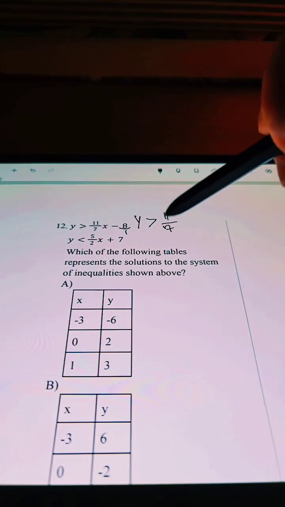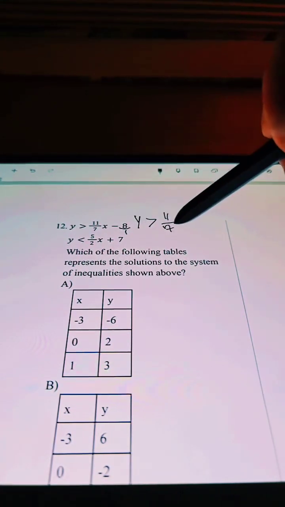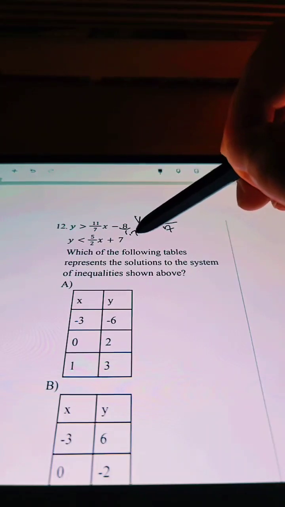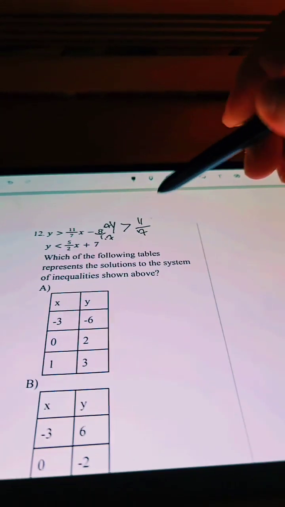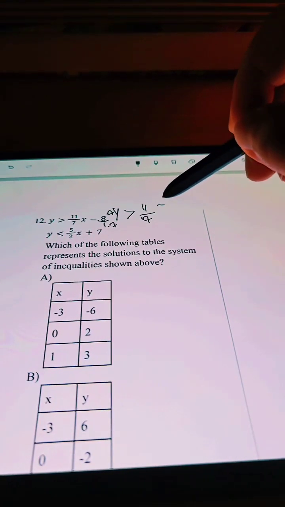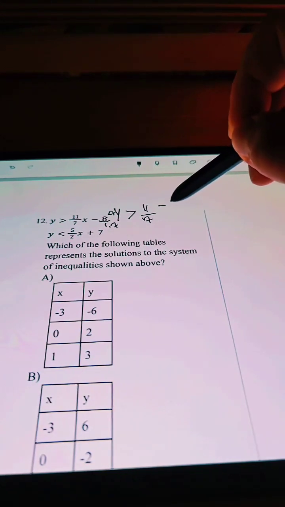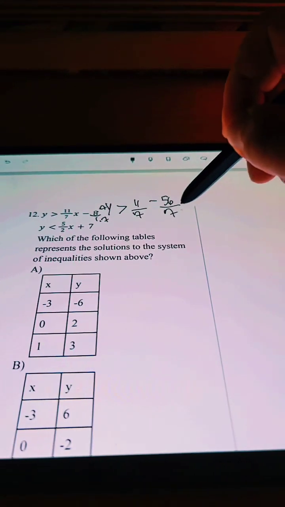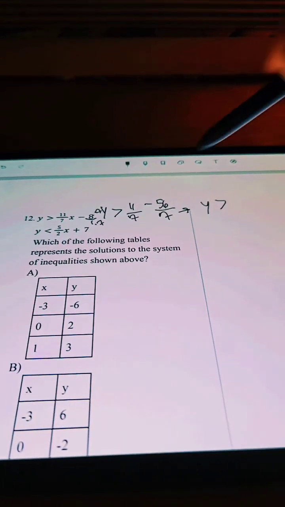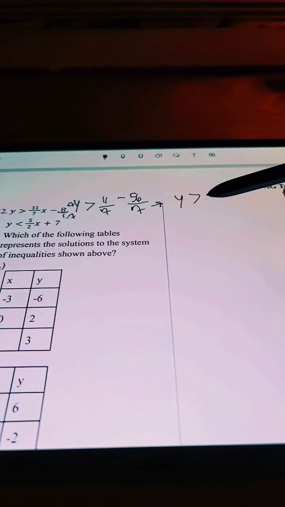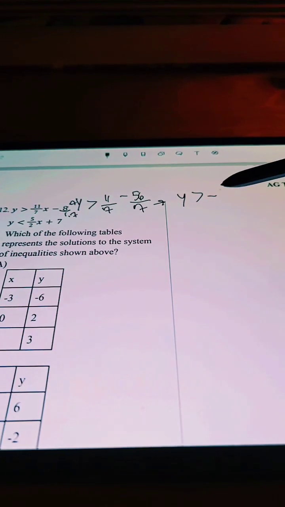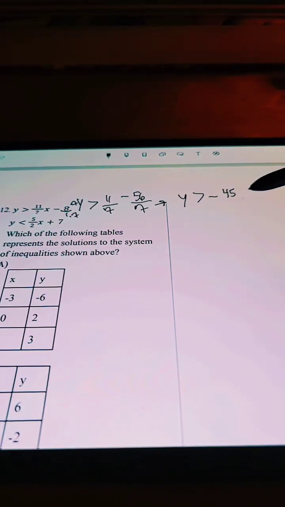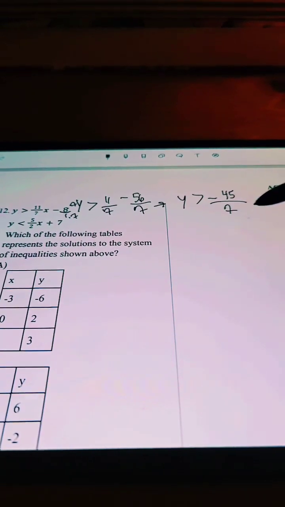If I'm working with fractions and I'm adding and subtracting, I have to have a common denominator, so I'm going to multiply the bottom and the top by that. You have your calculator, again, on the exam. I'm just showing this for people who want to see the calculations and stuff. So that's going to be y is greater than negative 45 over 7.